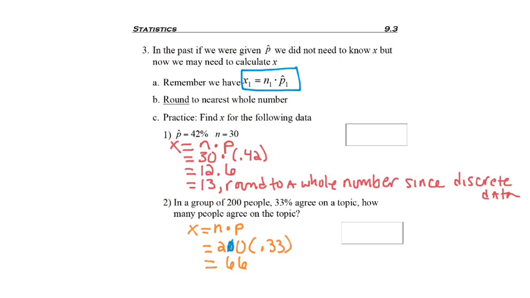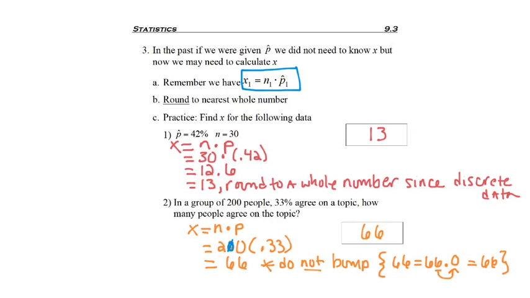I thought this example was important to use because in the past, people have tried to change the 66. Do not bump it. It's not a sample size. If you need to, think of 66 as 66.0, and when you round on that 0, you're still going to round to 66. So our answer is 66. Hey, we didn't write the answer to the last one. Let's go ahead and copy that 13 into our answer box.